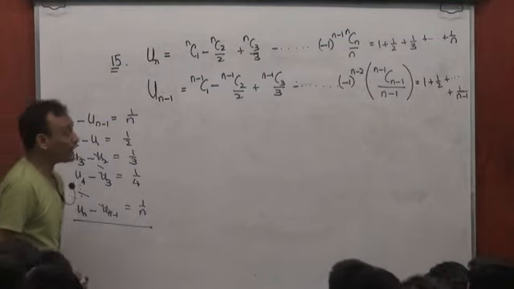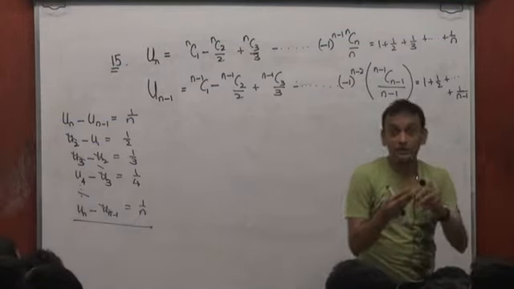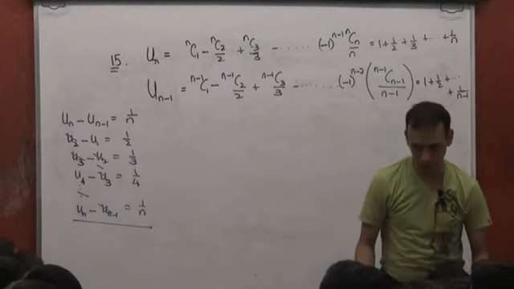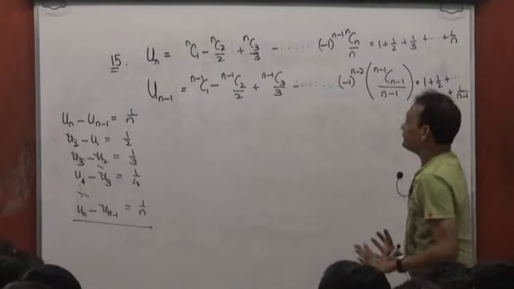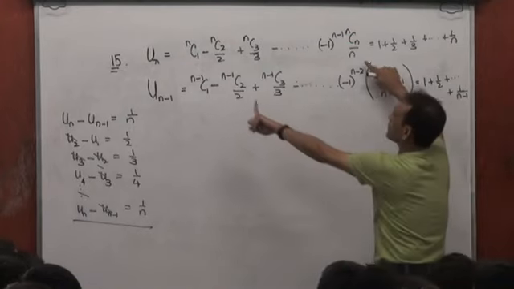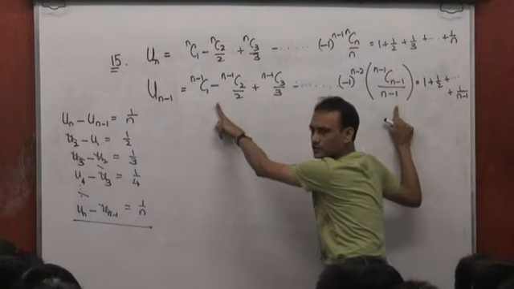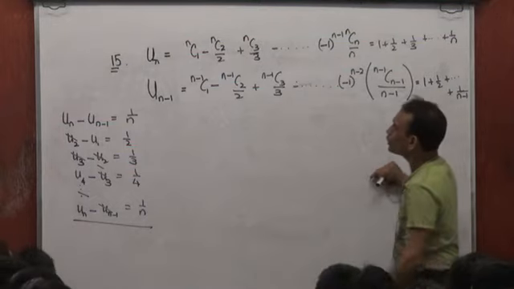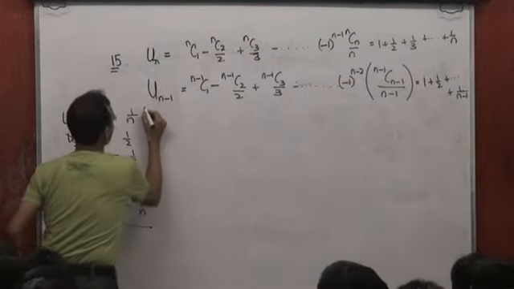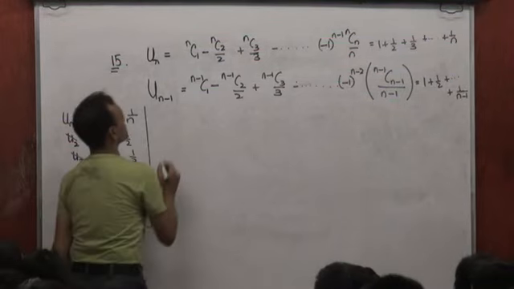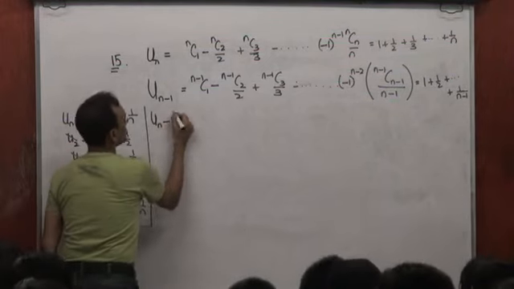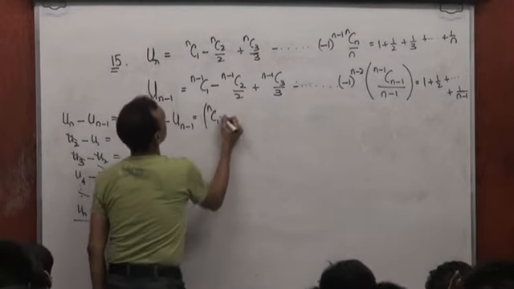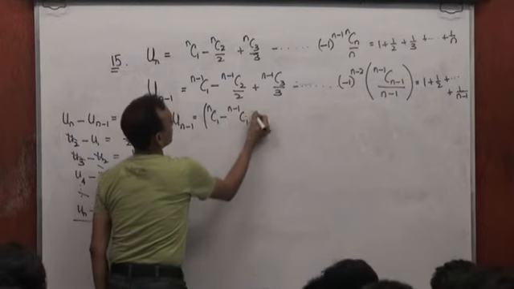Yes or no? Right? Now again, I'll do one more step and then I'll move around in the class to help you out with things here. One of the things here is that there are n terms here and there are n minus 1 terms. Yes or no? When I do a Un minus Un minus 1, what is it that I get? I get nC1 minus n minus 1 C1, right?